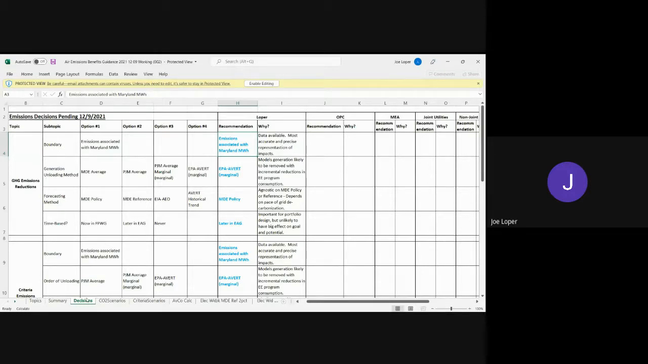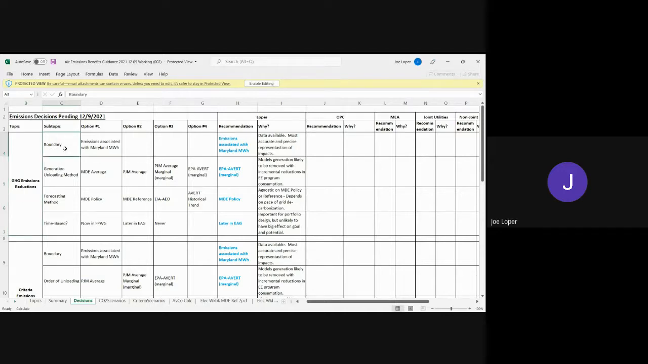So the first, and people feel free to jump in as I go through this. The first topic is how we calculate GHG emissions reductions. So we got a megawatt hour reduction from an EmPOWER program. How do we calculate the emissions associated with that?